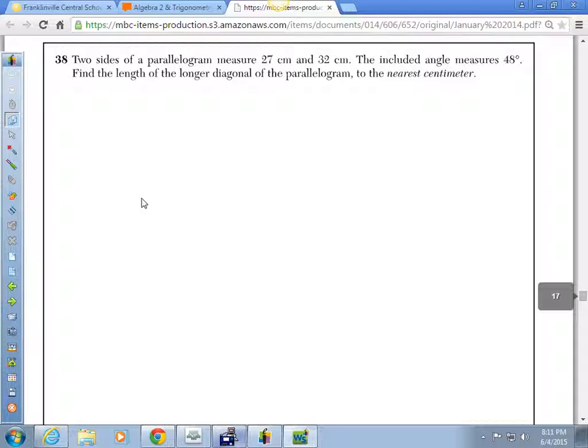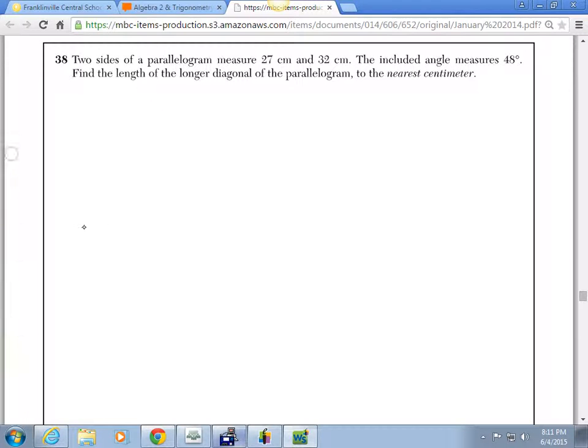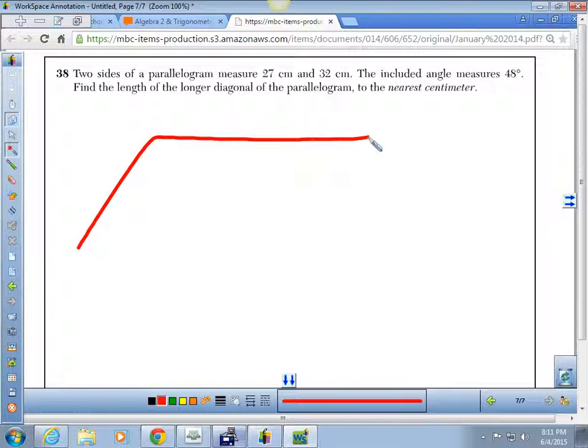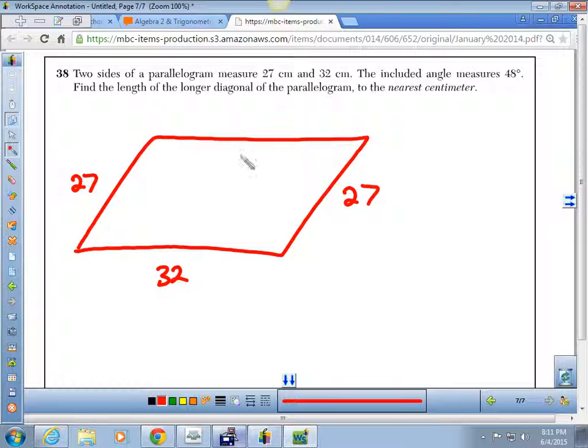Put a smile on your face. Two sides of a parallelogram are 27 and 32. So here's my parallelogram. 27 and 27, 32 and 32. The included angle measures 48 degrees. Find the length of the longer diagonal.